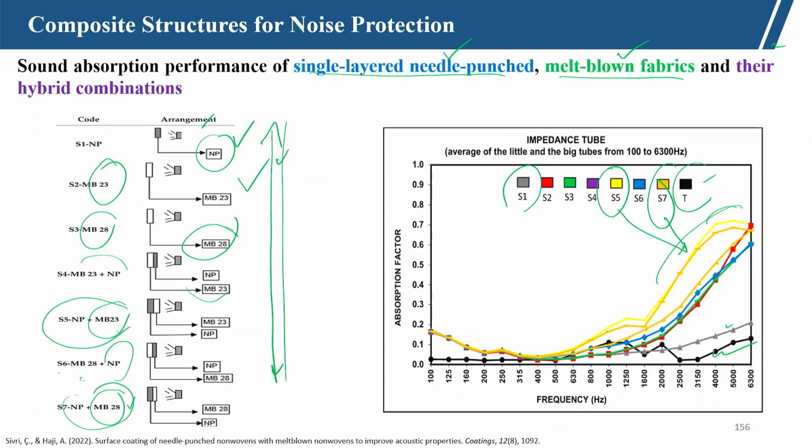Here you can see that melt blown is coming at the top, and for S5, melt blown is coming at the top and then needle punch is at the back. Similarly, for S7, melt blown is coming at the front face and the needle punch below that. So, these two configurations result in very high sound absorption.